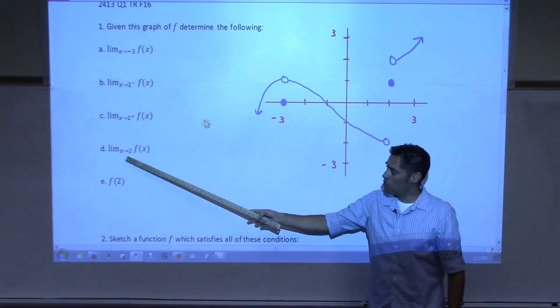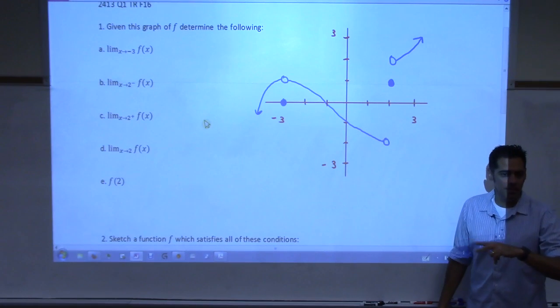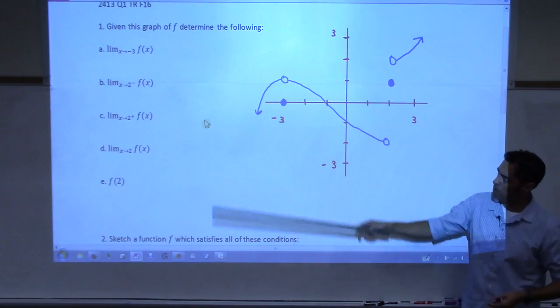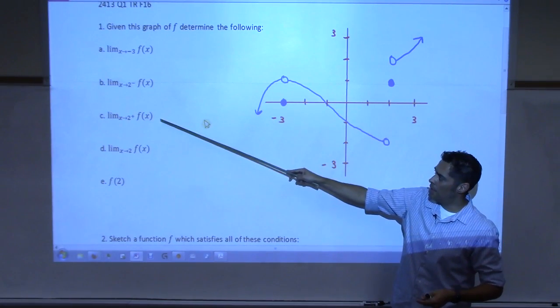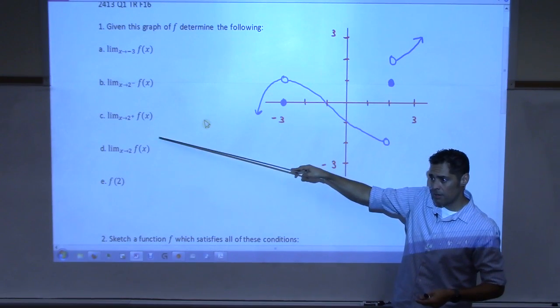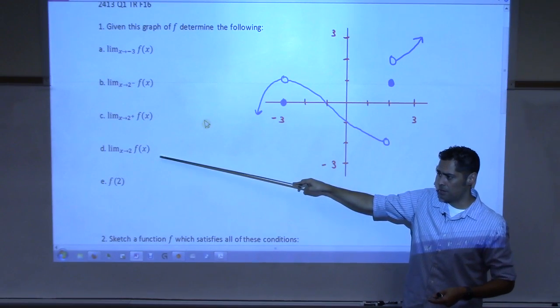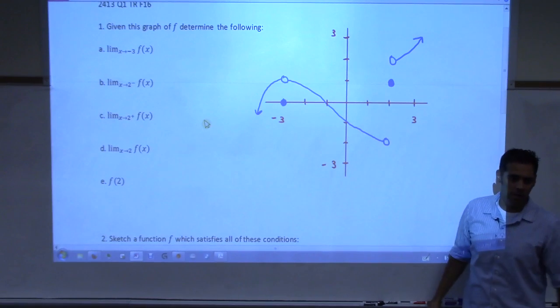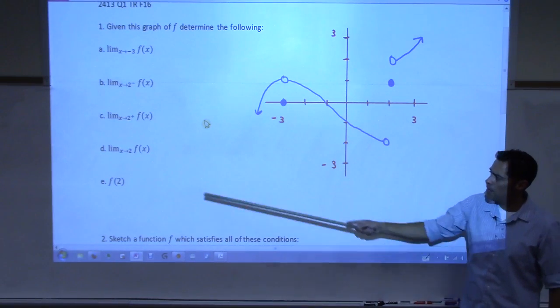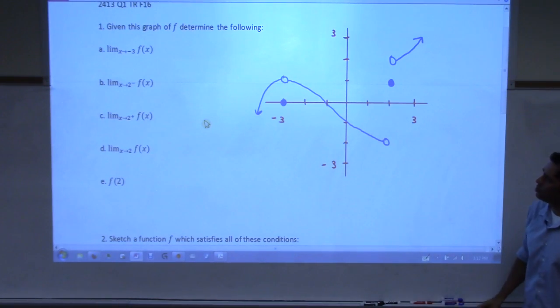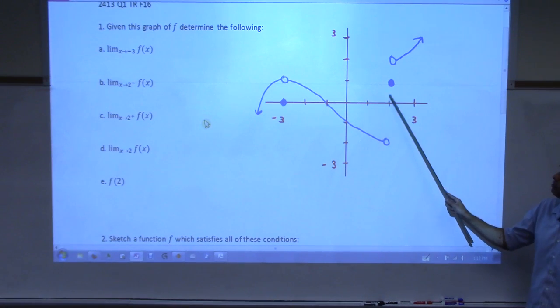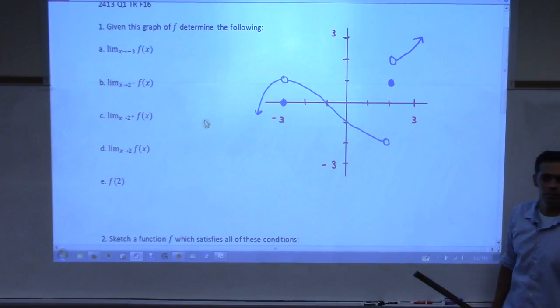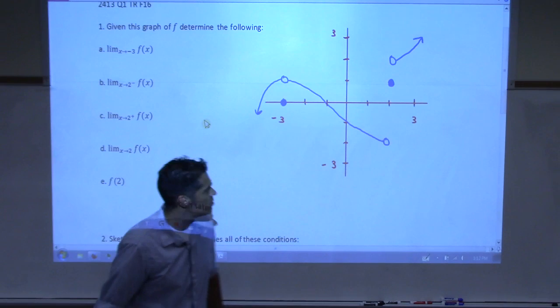The limit as we approach 2 without saying left or right means we have to look at both sides, which is what part B and C were. And those turned out to be two different answers, which means that this limit does not exist. DNE is what I was looking for there. And then on part E, f of 2, that's college algebra, go to 2, plug in, the point here, 1. So those were the answers for the first one.